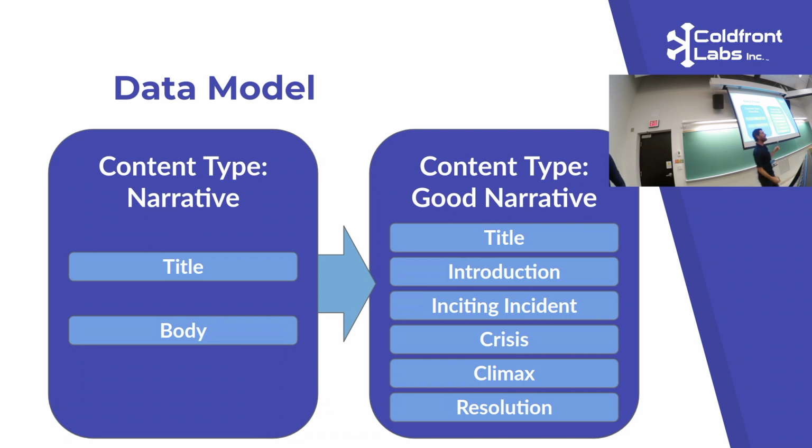But it's a lot more intuitive, if you're writing this thing, to have fields that look like over here. So our content type, good narrative, where we have a field for introduction, a field for the inciting incident, a field for the crisis, a field for climax, and a field for resolution. Go to the next one.